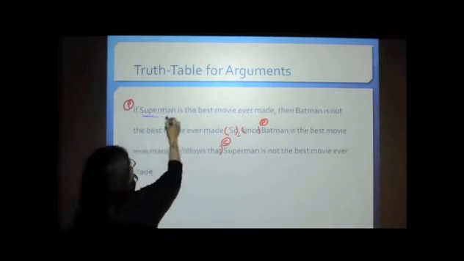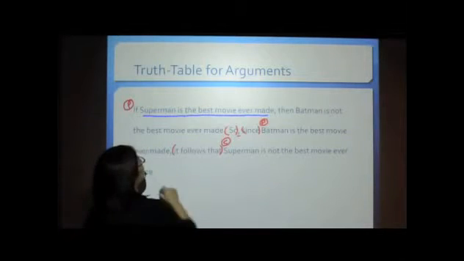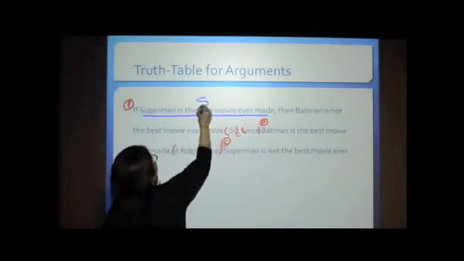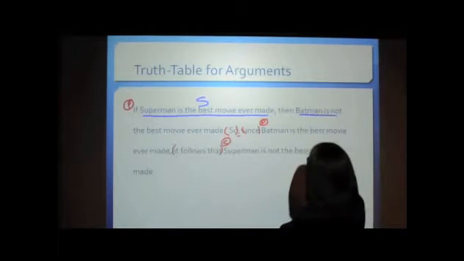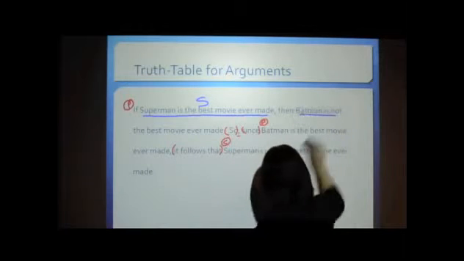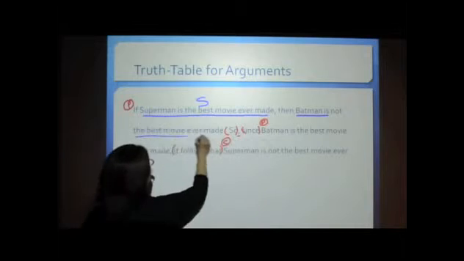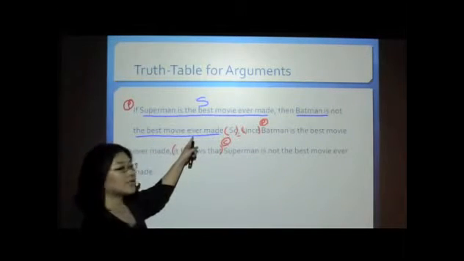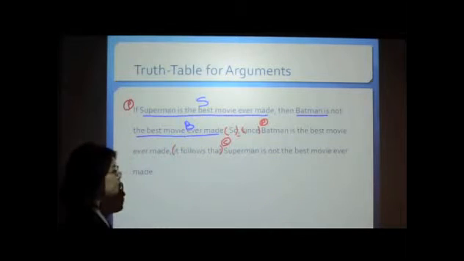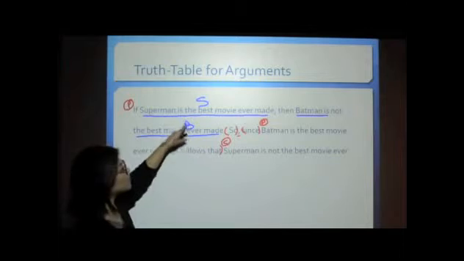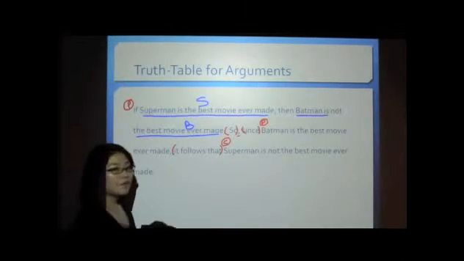Here we have the statement, Superman is the best movie ever made. Okay, so that's the first simple statement we have. We're going to give that simple statement the propositional variable S. Okay, then here we have Batman is the best movie ever made. And we're going to give this simple statement the propositional variable B.